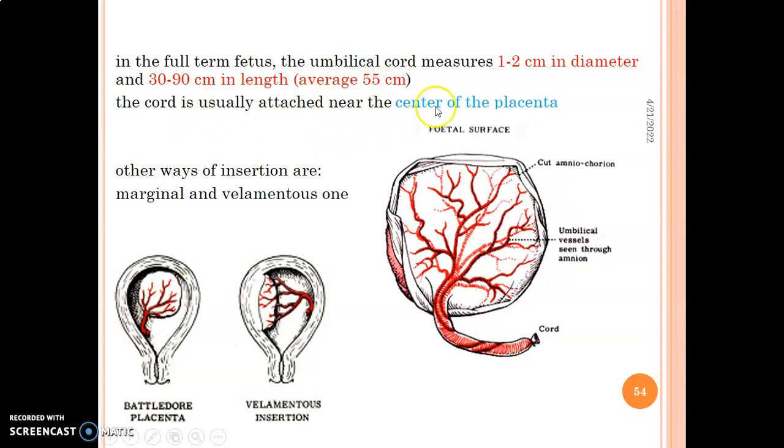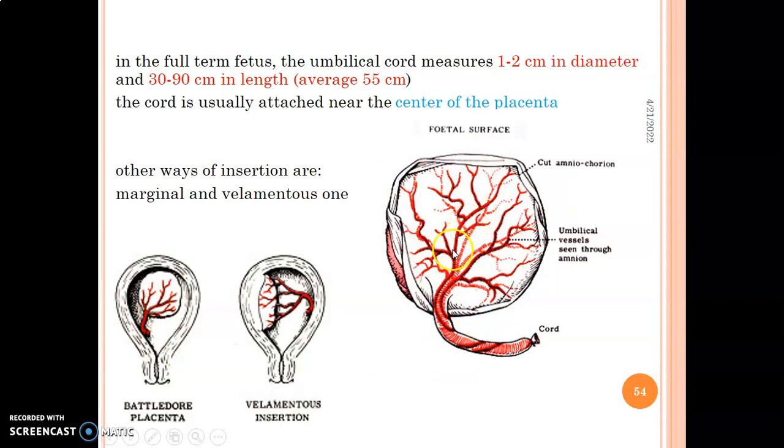Then this cord is supposed to be attached at the center of the placenta, though you can have insertions at the marginal part, or you can have the velamentous insertion. So you could be asked, what are the variations of umbilical cord? So this is your placenta, this is the umbilical cord.